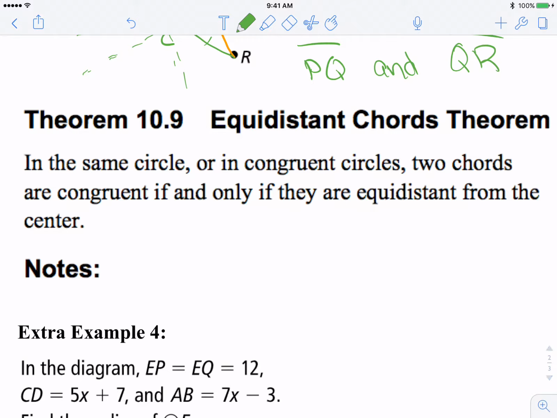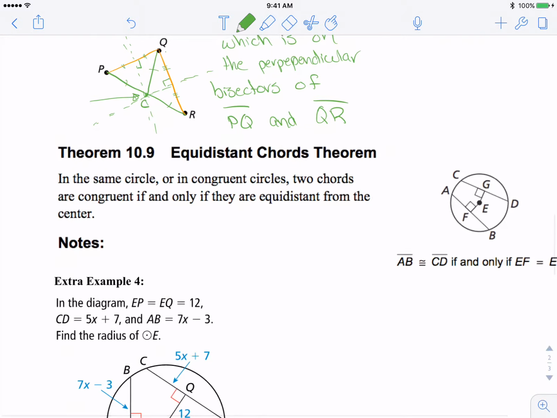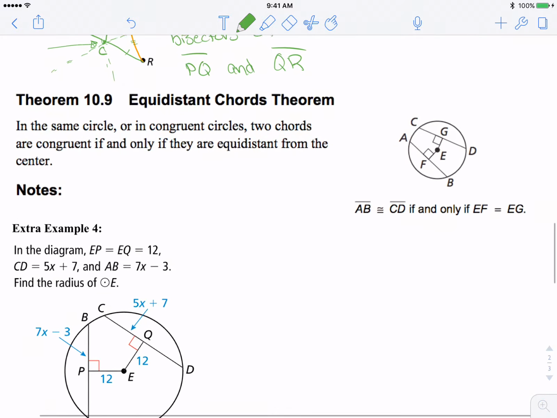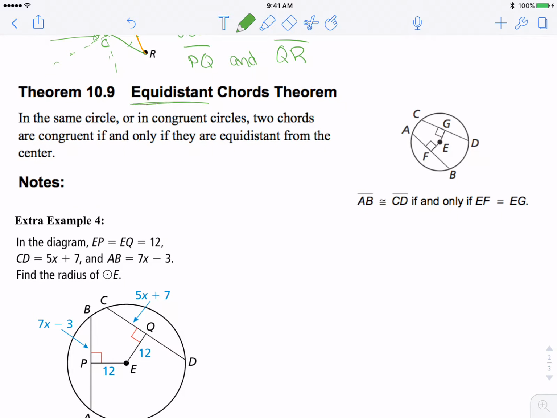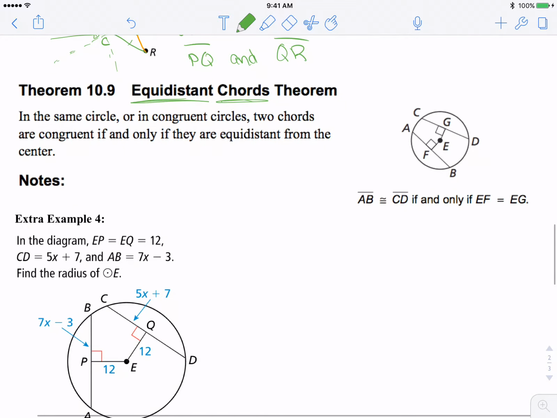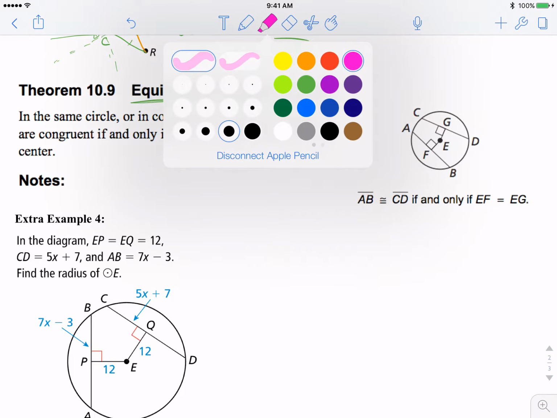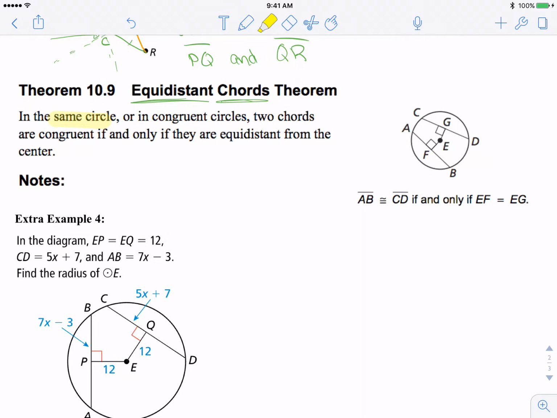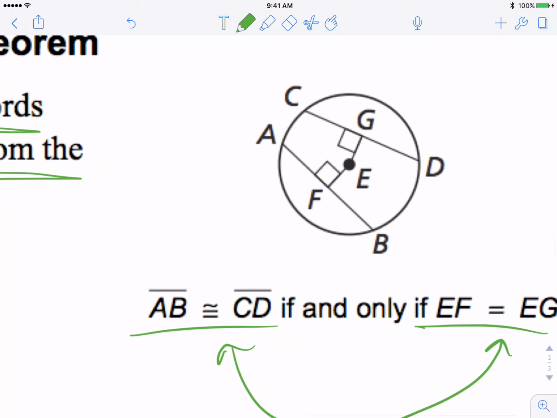And then I could draw that circle. All right, another theorem we have for today. Okay, so here we have the equidistant chords theorem. In the same circle, or in congruent circles, 2 chords are congruent if and only if they are the same distance from the center. And again, that's an if and only if, so it goes back and forth. And again, we measure distance perpendicularly.